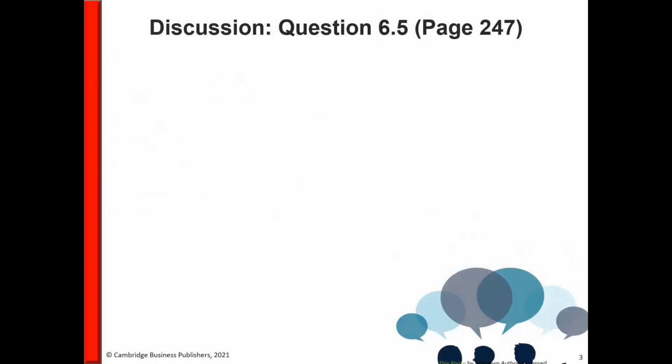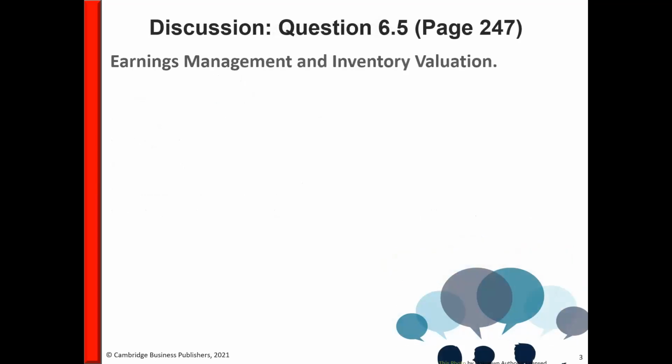As far as discussion question 6.5, this had to do with earnings management and inventory valuation. We know that managing earnings is when we artificially inflate earnings or artificially depress earnings by doing things with our accounting methods. And here it had to do with inventory valuation. So there are a couple of different ways that the company can manipulate earnings. They can increase earnings.